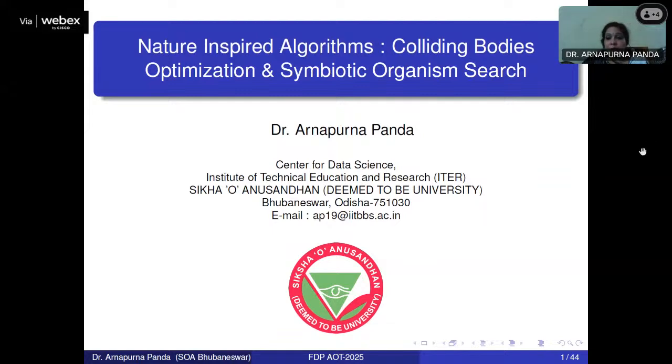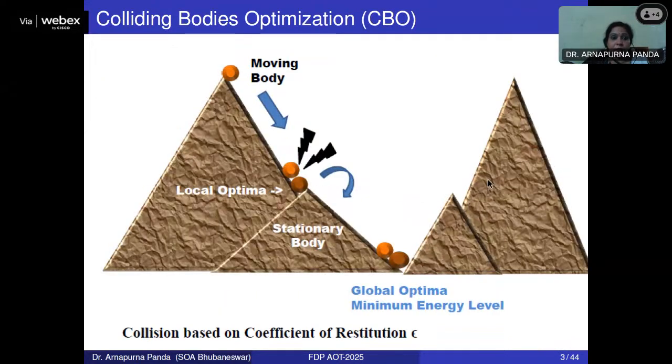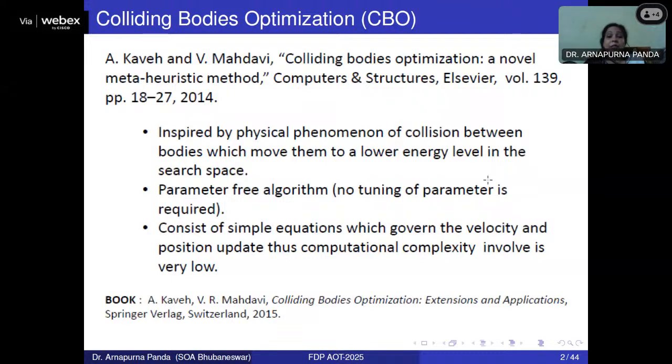Nowadays, nature-inspired optimization algorithms are a very interesting topic, and various new optimization algorithms are being developed. In 2014, Kaveh and Mahdavi developed the colliding body optimization algorithm from a physical phenomenon. This is a physics-inspired optimization algorithm based on the collision of two bodies. When two bodies collide with each other, their velocity changes with a lot of kinetic energy, and that concept is used to develop this algorithm. It is a parameter-free algorithm, so it is very comfortable to use for many mathematical problems.